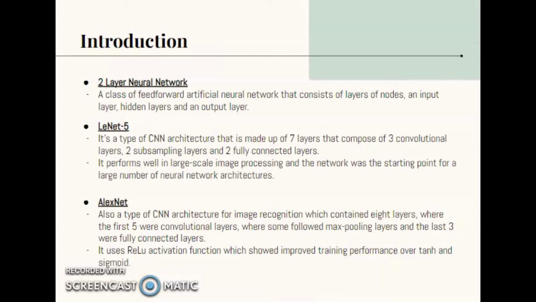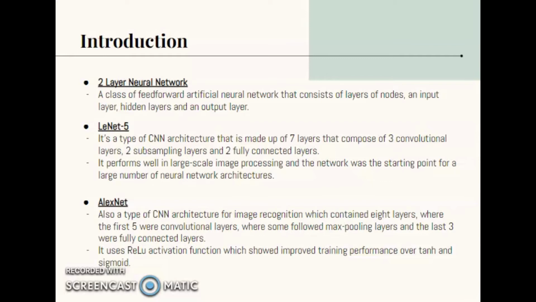So for the introduction, the two-layer neural network is a class of feed-forward artificial neural network, and this consists of layers of nodes: input layers, hidden layers, and also the output layer. And for the LeNet-5, this is also a type of convolutional neural network architecture that is made up of 7 layers that compose of 3 convolutional layers, 2 subsampling layers, and 2 fully connected layers. And this type performs well in large-scale image processing, and this network was a starting point for a large number of neural network architectures.